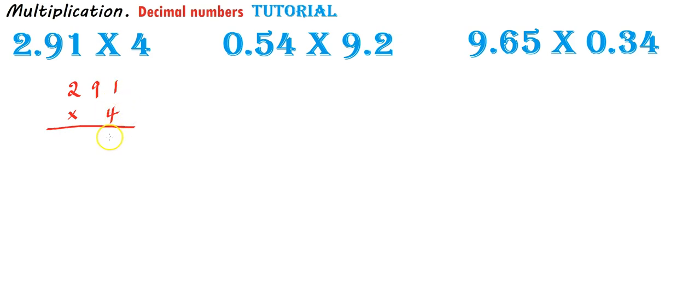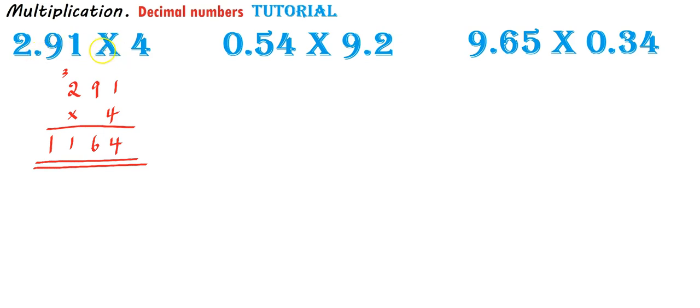So 4 times 1 is 4, 4 times 9, okay, that's 36. So the 6 goes here and the 3 gets carried to the next place value. 4 times 2 is 8, plus that 3, that's 11. So these are all the digits I need for the answer.